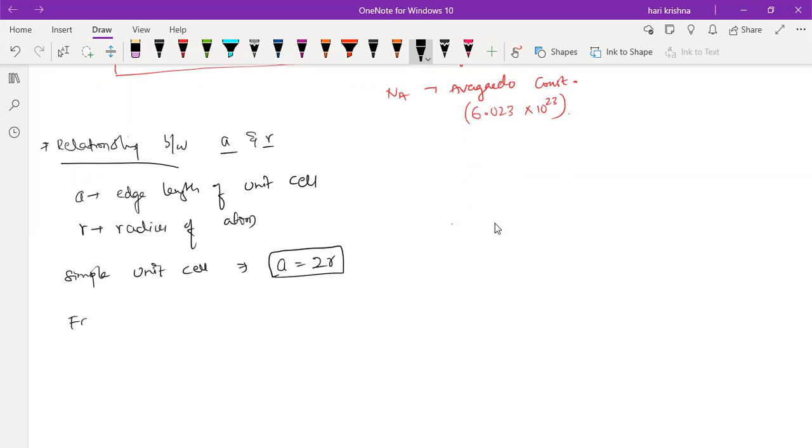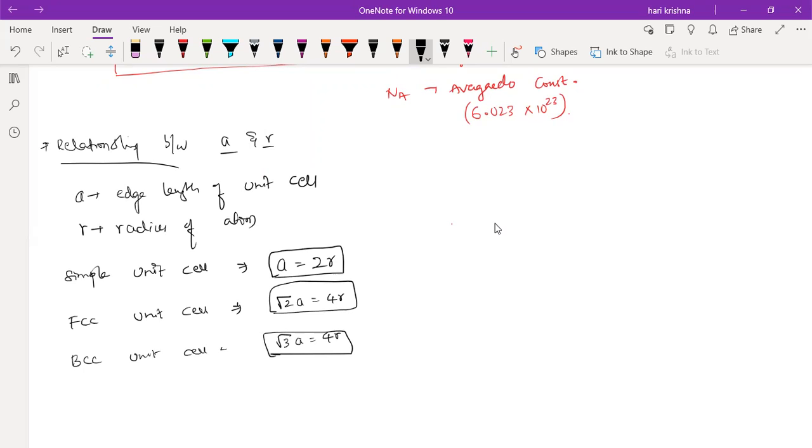In the case of FCC, what is the condition? 4R is equal to root 2A. Yes, sir, root 2A is equal to 4R. In the case of BCC, root 3A is equal to 4R, sir. Root 3A is equal to 4R. Compulsorily, you have to remember these conditions.